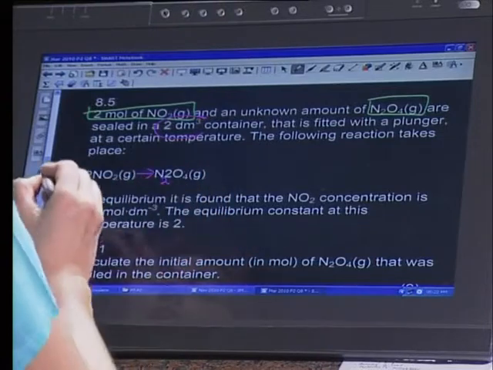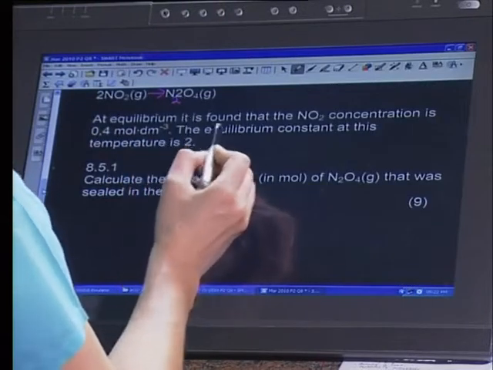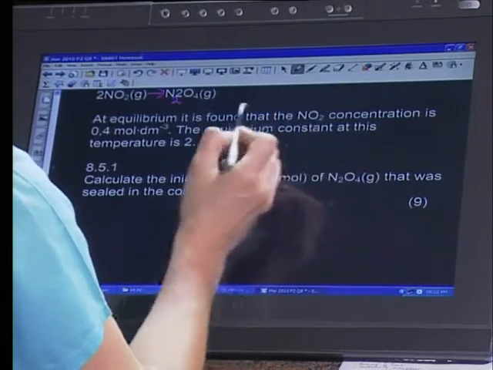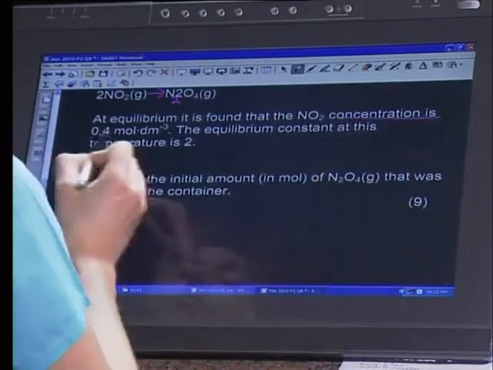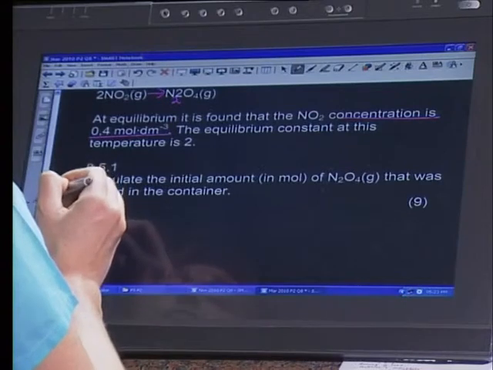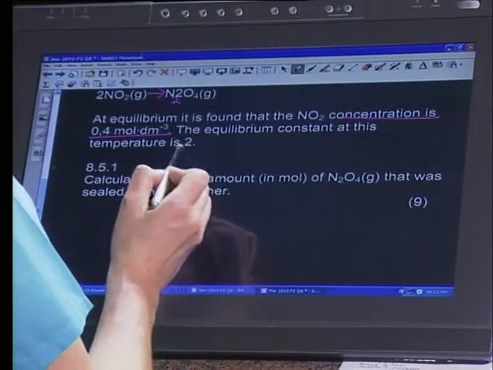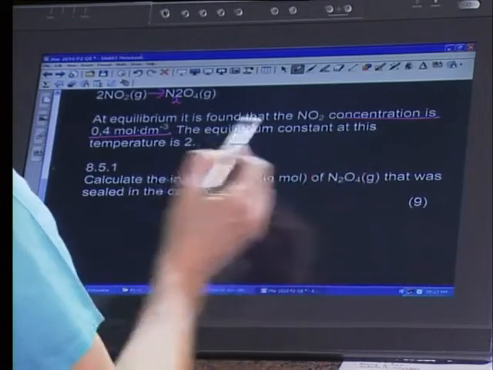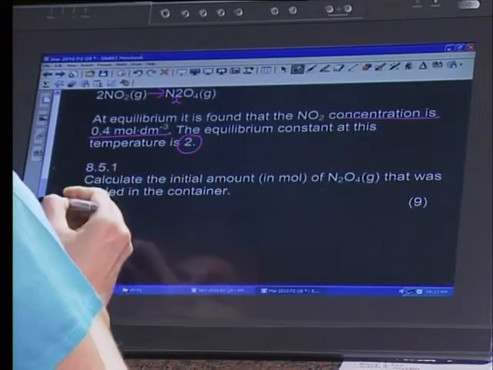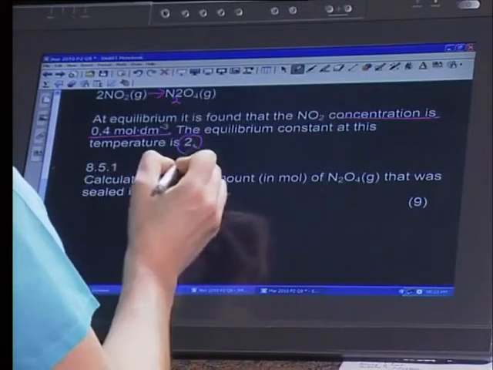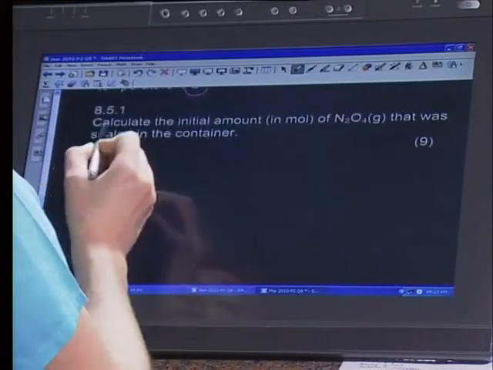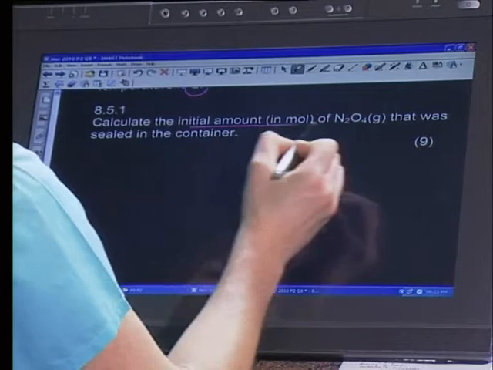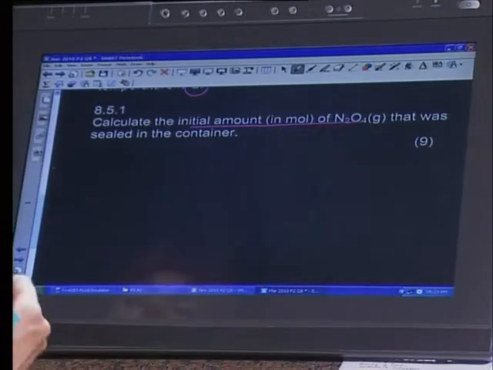Okay. Now, they tell us that the concentration at equilibrium is 0,4. And they want us to calculate what the equilibrium constant at this temperature is. Sorry, that's your equilibrium constant. So there's our concentration, there's our equilibrium constant. So now they ask us to find the initial amount of the N2O4.